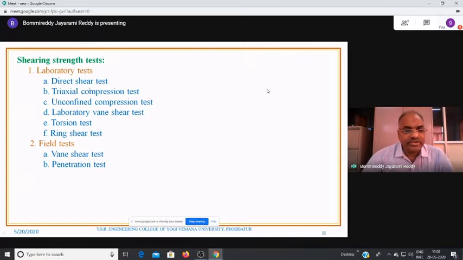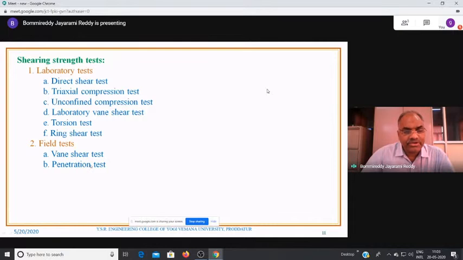One is the direct shear test, triaxial compression test, unconfined compression test, laboratory vane shear test, torsion test, ring shear test. These are the various tests to be conducted in the laboratory. And field tests also, one is the vane shear test. Vane shear test can be conducted both in the laboratory and also in the field. In the laboratory, the equipment is small, which is suitable for conducting the experiment in the lab, whereas in the field, the equipment is big enough and can be used directly for conducting the tests in the field.